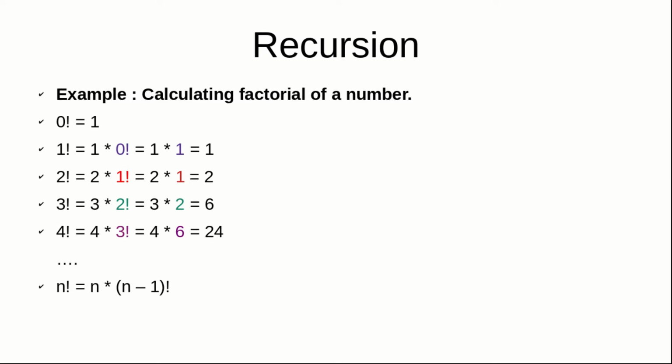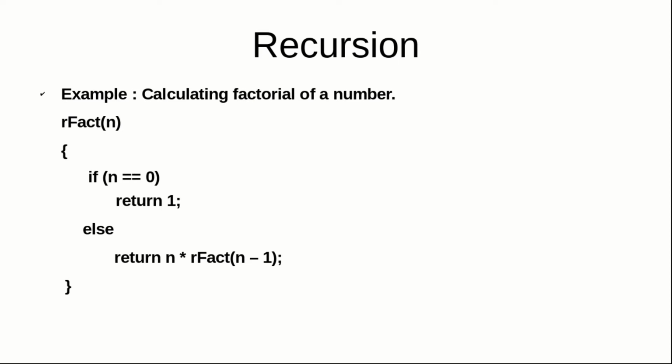So the pseudocode of this program is going to look like this. We are going to create a function. It will accept a parameter called n. If the value of n is equal to 0, it is going to return 1, and if the value of n is something else, it is going to return n into the same function with an argument that is n minus 1. Now let us try and implement this pseudocode in our C program.